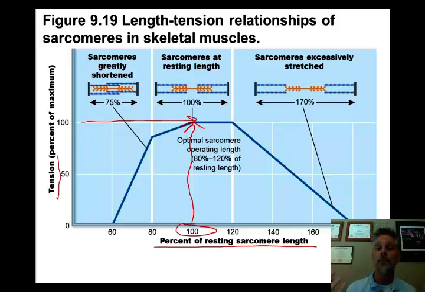It's almost fully contracted. So for skeletal muscle, the optimal length for producing the most amount of tension is resting length, which makes sense, right? Even though that makes sense to us now, we'll see that that is a little bit different when we get to smooth muscle.